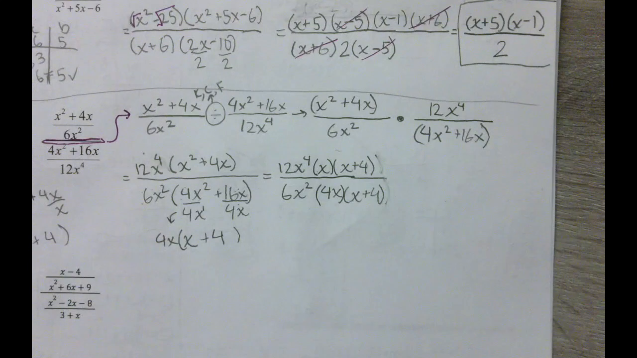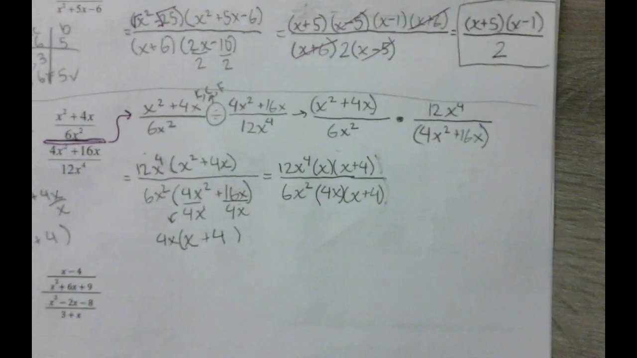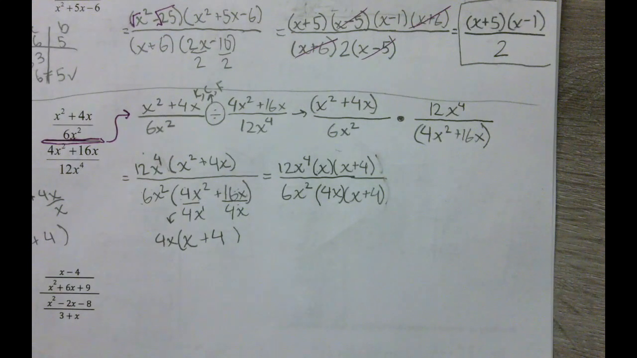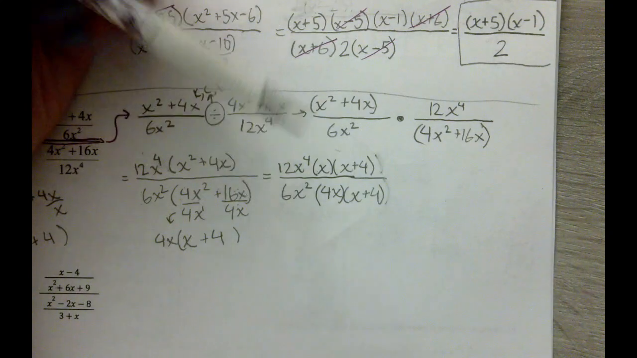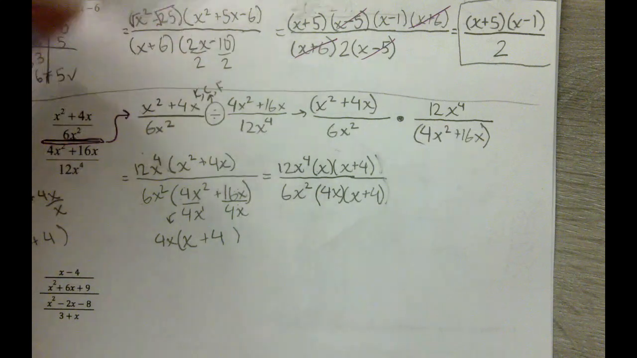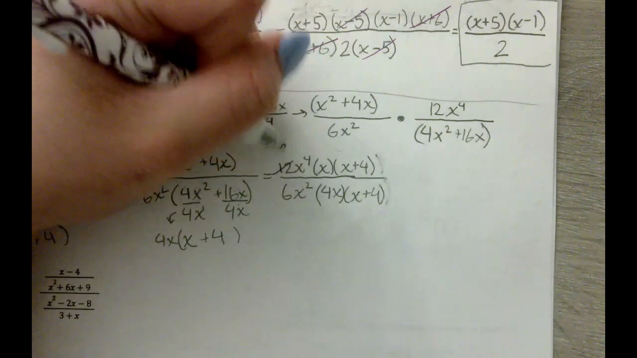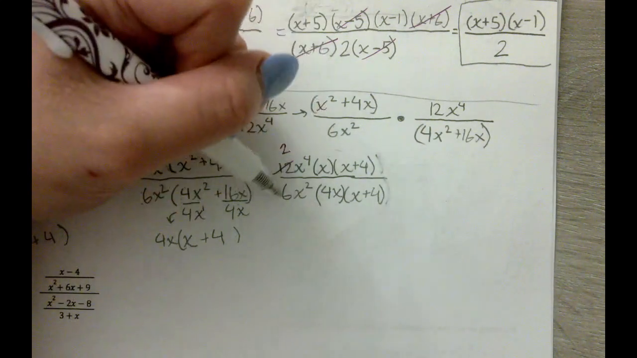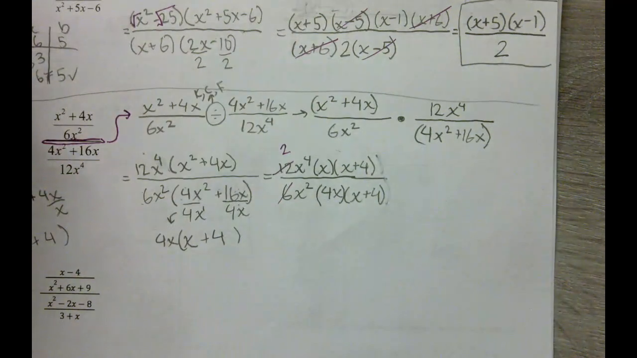All right, here's where we can start canceling some things. Okay, let's start at the very front. We've got 12 over 6. Now we know we can divide both of these by 6. 12 divided by 6 is 2. And then 6 divided by 6, well, that's 1, so that's gone.